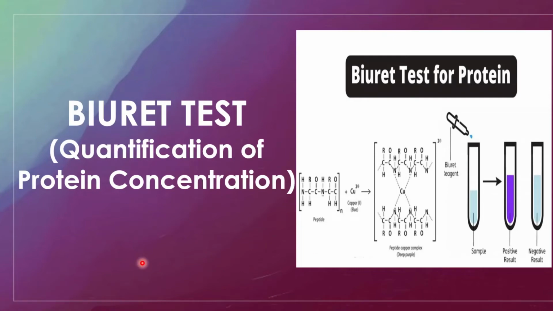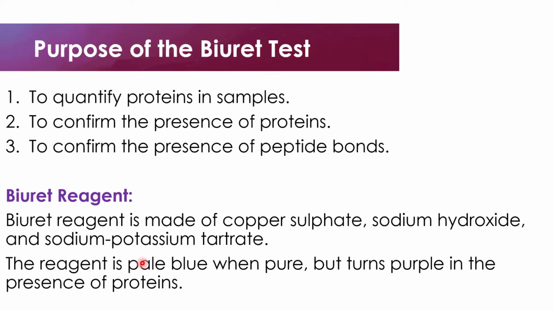In today's class, we are going to look at the quantification of protein concentrations in a sample using the Biuret test. So we'll start our introduction by looking at the purpose of the Biuret test. One purpose is to quantify proteins in samples, and this happens to be a quantitative analysis. The second is to confirm the presence of proteins, and this happens to be a qualitative analysis. And the third is to confirm the presence of peptide bonds.